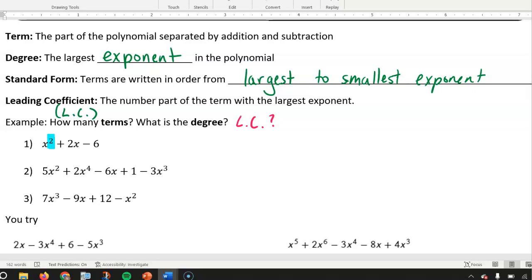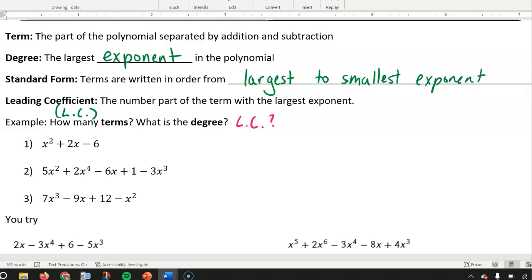Standard form. We've seen standard form before when we were talking about quadratics. In fact, this first example that we've already referenced a couple times is an example of a quadratic in standard form. So you're starting with the largest exponent down to the smallest exponent. So that's how you know when it's in standard form. But even outside of quadratics, any polynomial can be written in standard form.